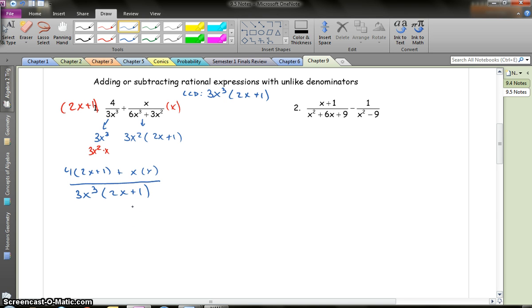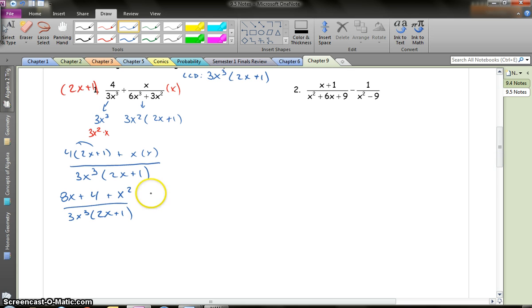Alright, good. So now, once you have this, you have to multiply out the top, the numerator. So I got 8x plus 4, you distribute the 4 to both. 8x plus 4 plus x squared all over 3x cubed times the quantity 2x plus 1. And now I'm going to rewrite the top just so it looks a little more familiar to you. I didn't change anything.